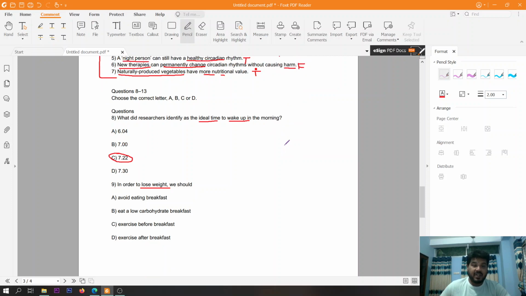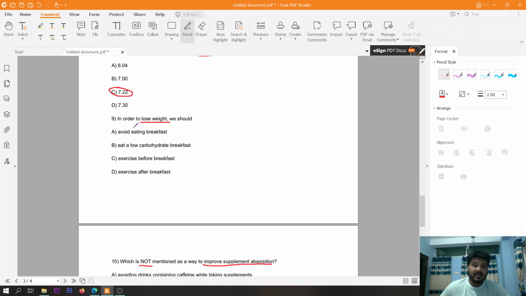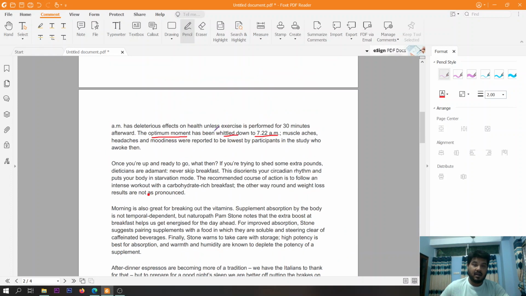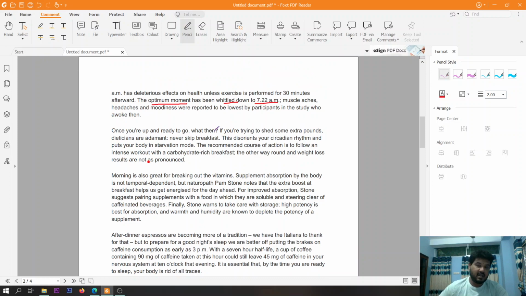Now let's go to question number 9. It says, in order to lose weight, what should we do? Lose weight, as in we can say shedding weight or something like that, right? So we have to keep the paraphrased words, the synonyms, in our minds as well. Because we have found the answers here, we can safely move on downwards.